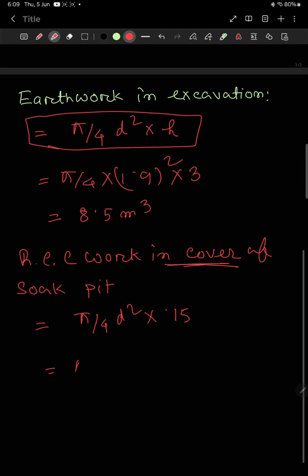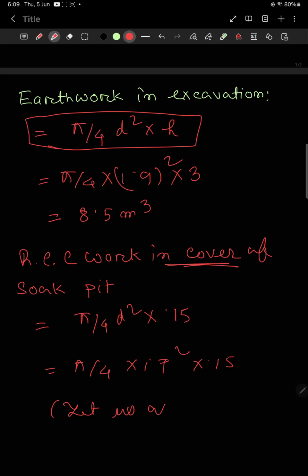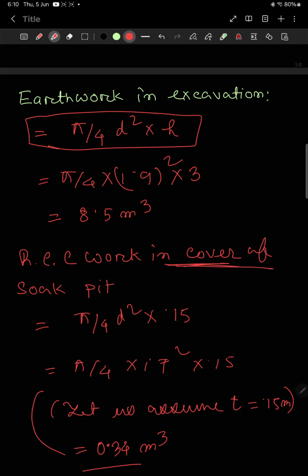Okay, so pi by 4 d square means 1.7 square into 0.15. Let us assume thickness is 0.15 meter. So this comes to be 0.34 meter cube. So this is the quantity of RCC slab which is placed as a cover over the sock pit.